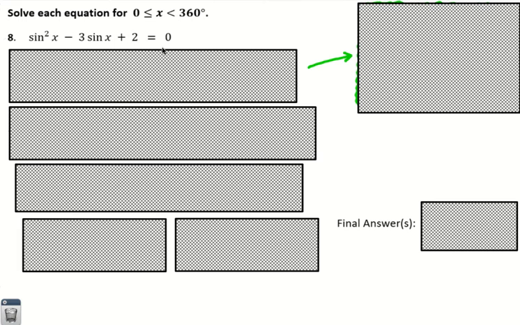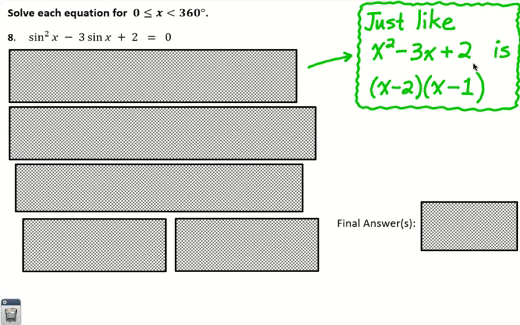And number 8 starts off with a bang. We cannot just get the sine of x by itself as we would want. Remember, plan A is just to get the sine of whatever by itself, or the cosine of whatever by itself, or the tangent of whatever by itself, so we could go directly to our cheat chart. But here we cannot just get the sine of x by itself. In fact, when you see this, in a way you should see this.